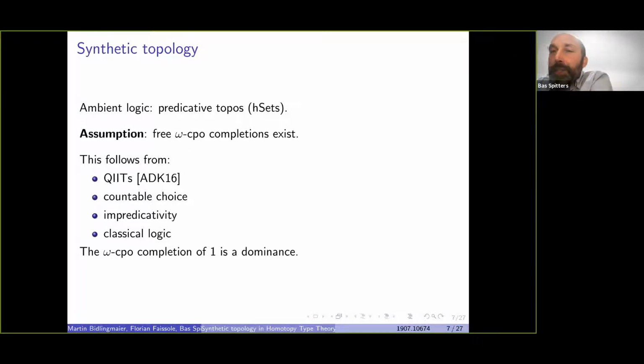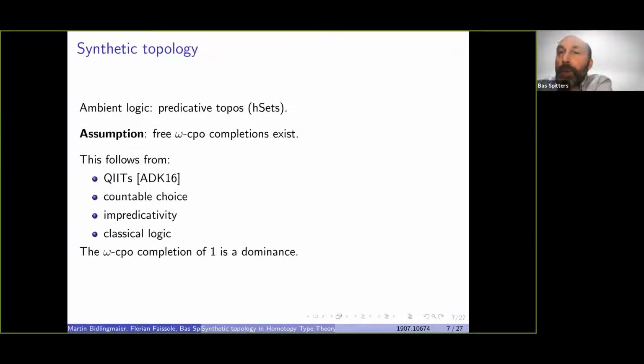This slide is slightly pedantic. So this is for the people that are really into homotopy type theory. What we need, and this can be done in any topos, is that a free omega CPO completion exists. So this is the omega CPO completion that preserves the order. What we're going to do is work inside a predicative topos. The details are not too important. What is important here is that this maps very nicely onto the type theory that's present in proof assistants. So this makes verification somewhat easier.